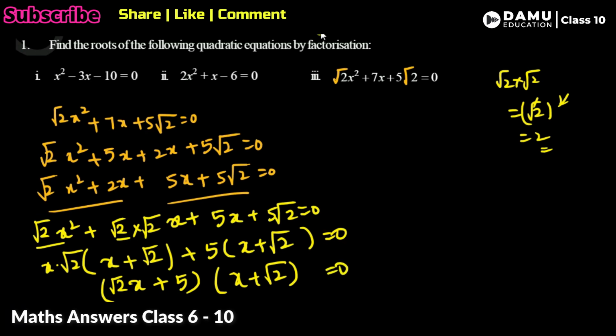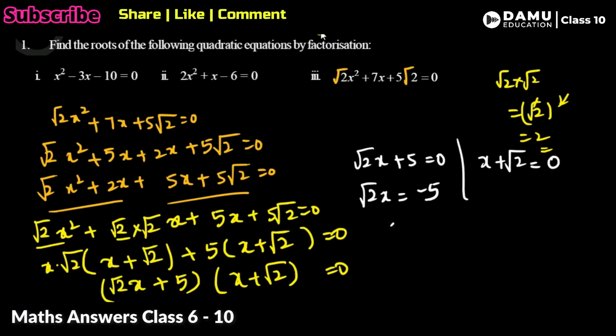Either from the equation square root of 2x plus 5 will be equal to 0 or x plus 2 square root 2 will be equal to 0. Then square root 2x will be equal to minus 5. Then x equals minus 5 by square root 2. Then x equals minus root 2. So these are the solutions for the given quadratic equation.